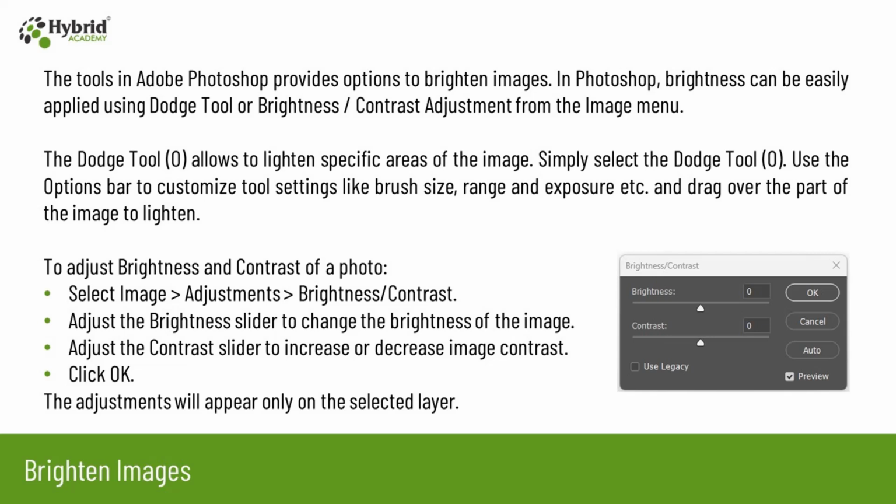To adjust the brightness and contrast of a complete photo, select Image, Adjustment and Brightness Contrast. Adjust the brightness slider to change the brightness of the image. Adjust the contrast slider to increase or decrease the image contrast and click on OK. The adjustments will appear only on the selected layer. Let's see how we can do this in Photoshop.